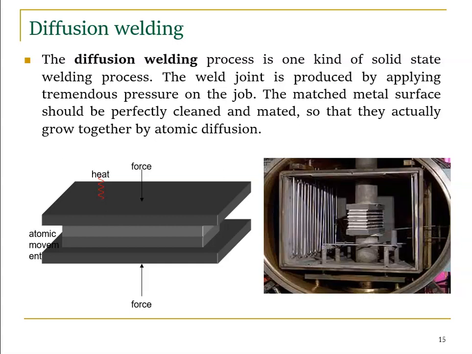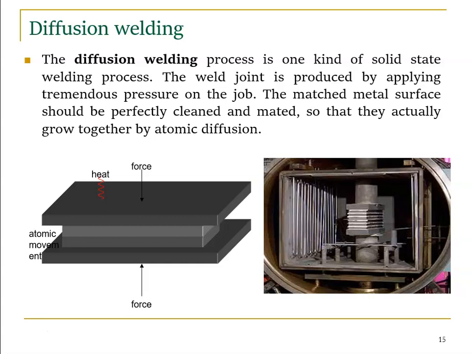So diffusion welding is one kind of solid state welding process. The weld joint is produced by applying tremendous pressure on the job. The matched metal surfaces should be perfectly clean and mated so that they actually grow together by atomic fusion. But here we need a surface treatment, right? So before welding we need to prepare the surface. So this is a very simple process.